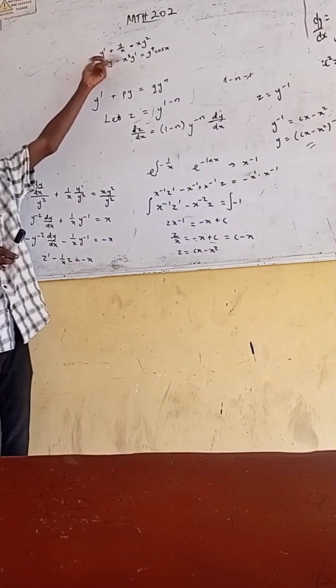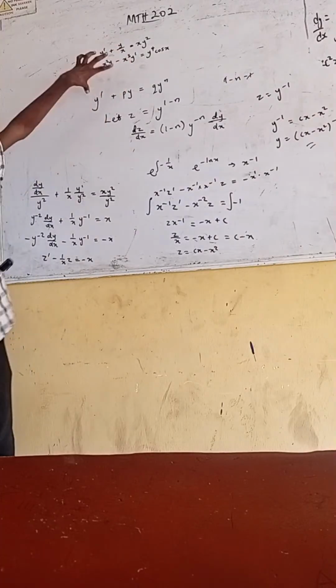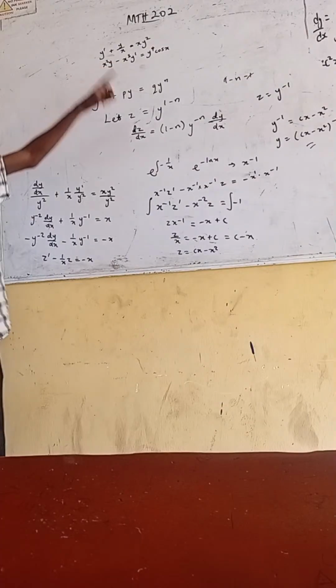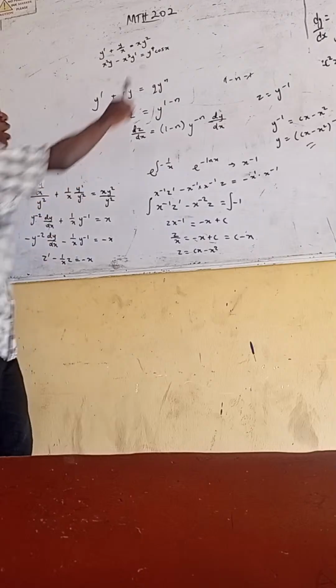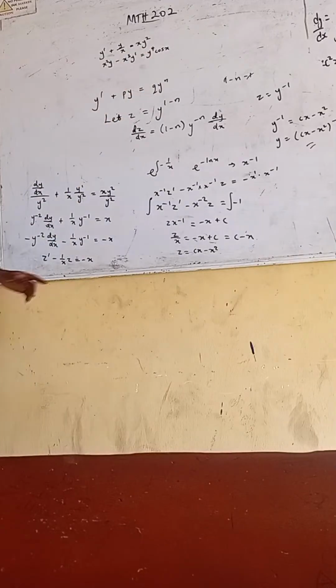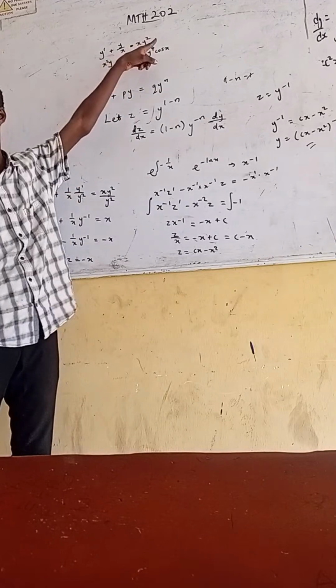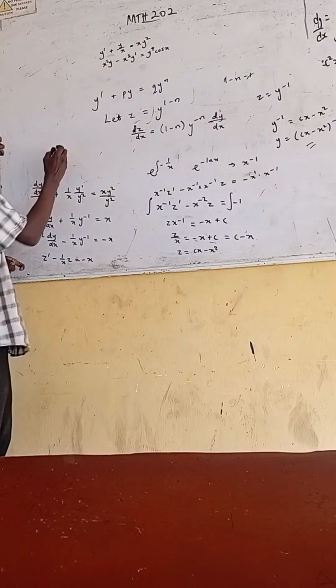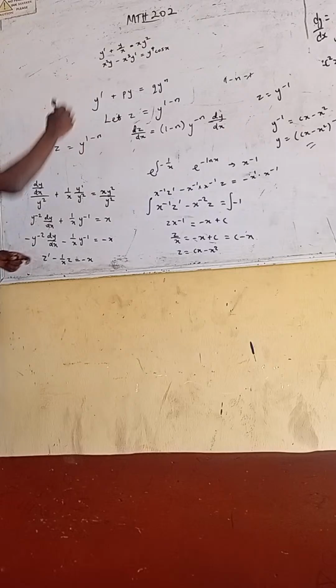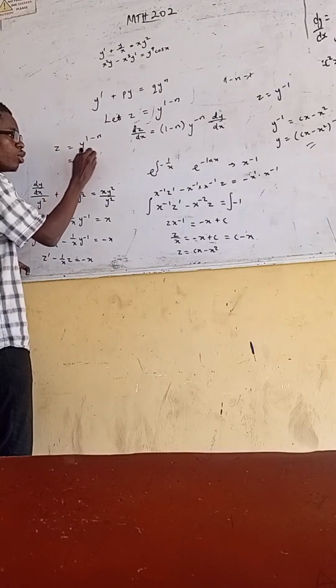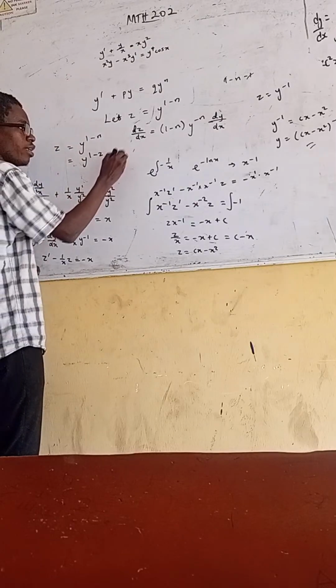So the first step is just to make sure it's in this exact order, so that you can know what your n is going to be. After I found our n, our n here is 2. So our z is going to become y raised to power 1 minus n. Our n here is 2, so our z equals y to the 1 minus 2, which is y minus 1.